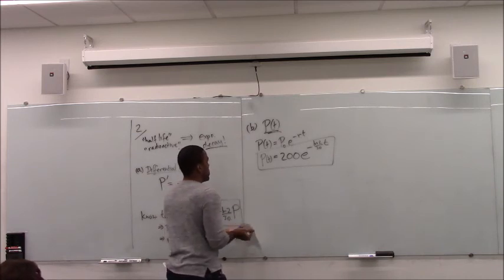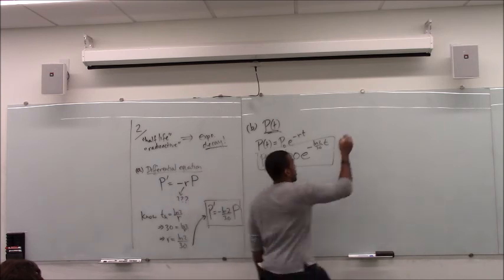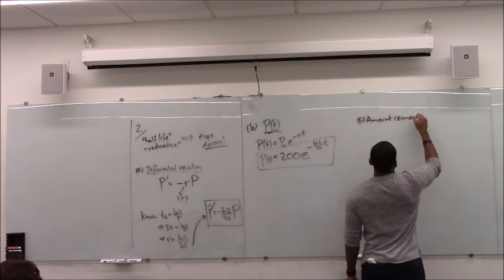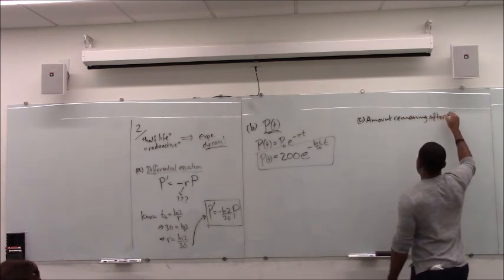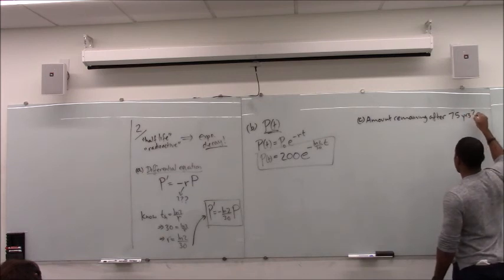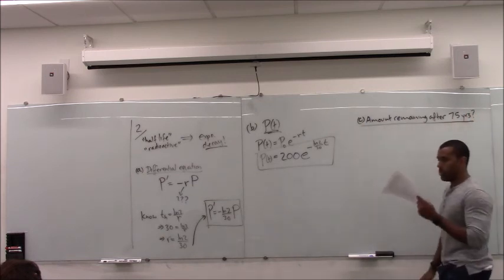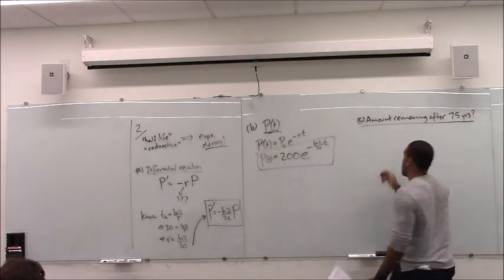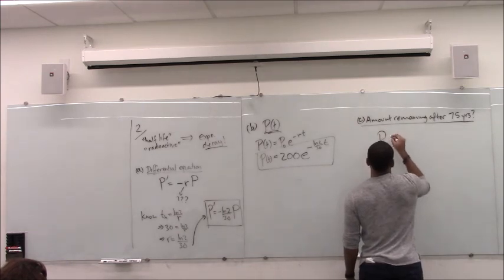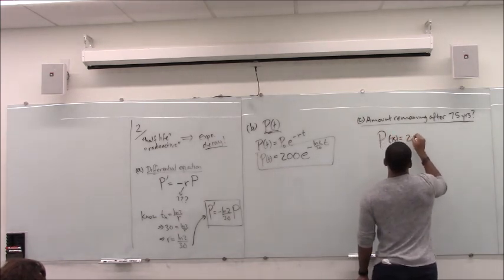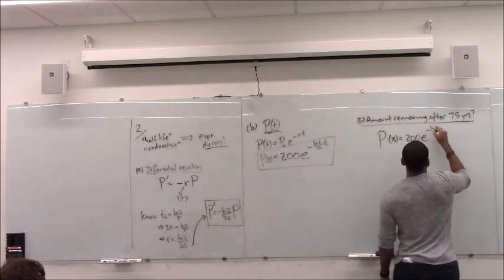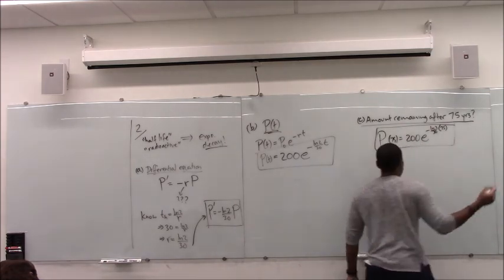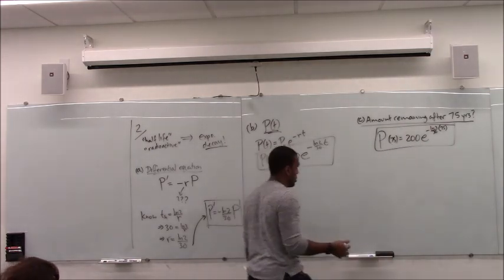How much will remain after 75 years? How do we find that? Yep, you're just plugging 75 in for t. So this is P of 75, which is going to be 200 e to the minus ln 2 over 30, putting 75 here. Now, that's going to be something that you won't have to calculate, you just write that down, that's it.